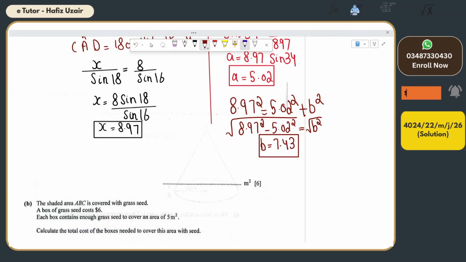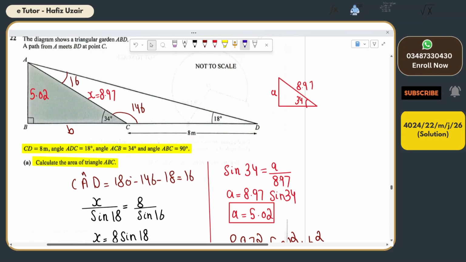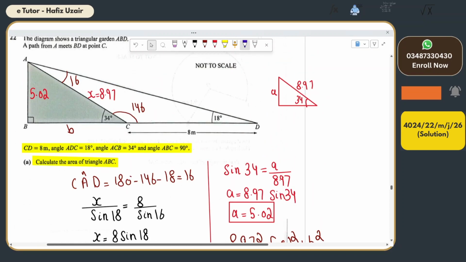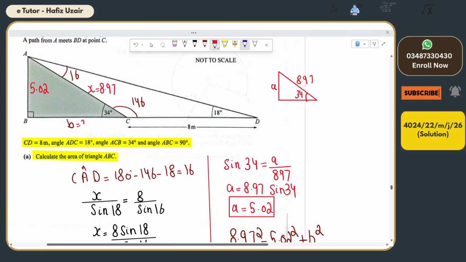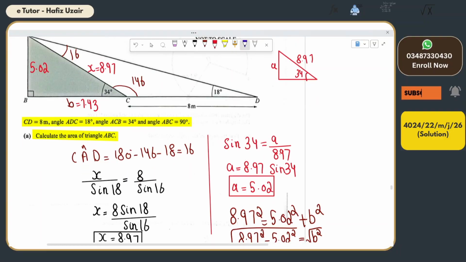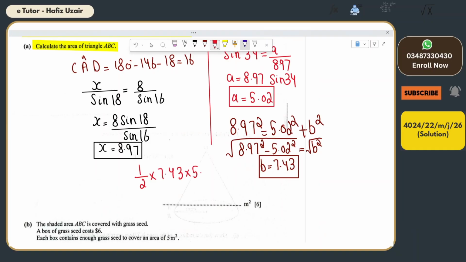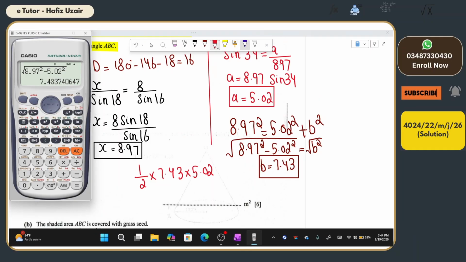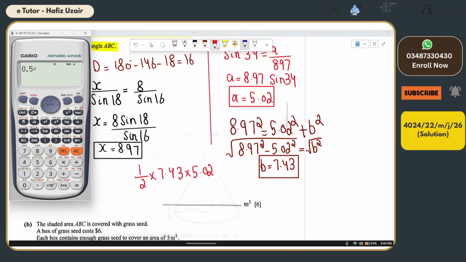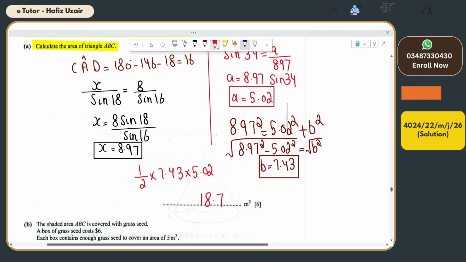All right, now the base is 7.43 and the height is 5.02. So what we will do is 1 over 2 multiplied by 7.43 multiplied by 5.02. Now let's do this on the calculator. We have 0.5 multiplied by the answer multiplied by 5.02. This comes out to 18.7, rounded to 3 significant figures.